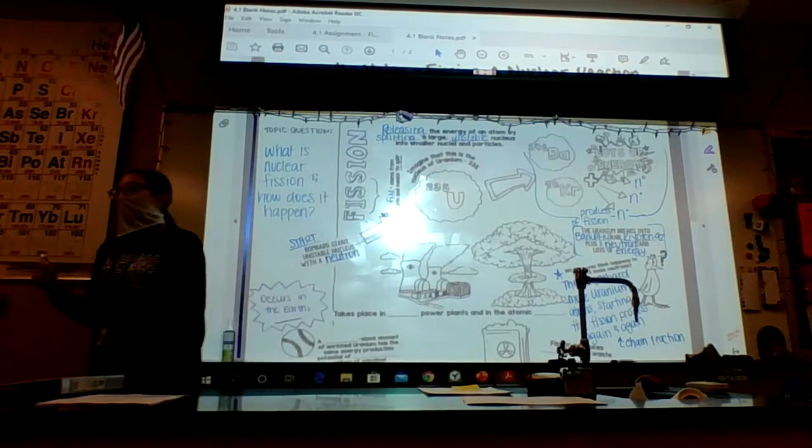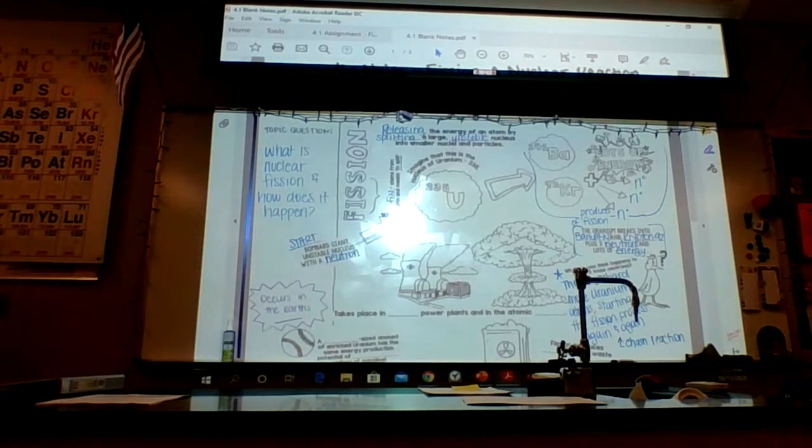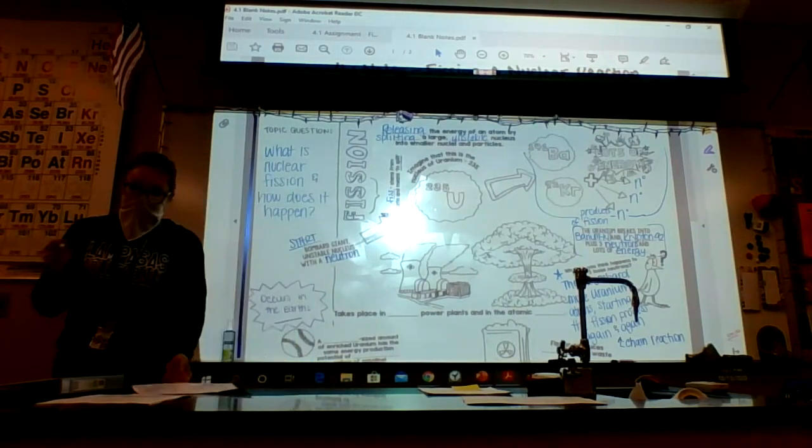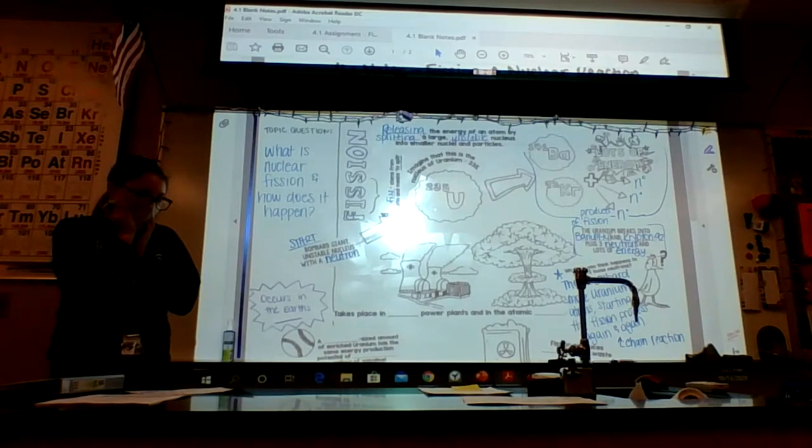Okay, that chain reaction is what gives us lots and lots of energy in our nuclear power plants. If fission just keeps happening naturally, then that's just more energy that we can get from it. All right, so that's how nuclear power plants get all of that energy. It's from those chain reactions.